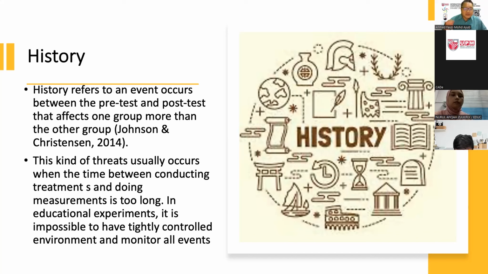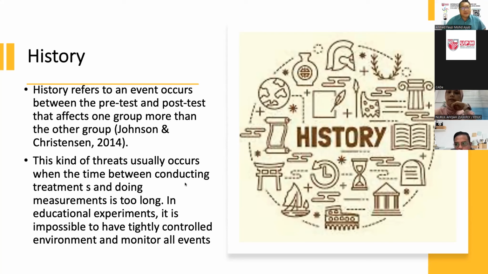So in this case, the MCO is the event that occurs during my student's research. He cannot continue his research after the MCO, because the 6 months could affect the students' motivation, performance, and so on. This is what we call the history effect. If something happens between your pretest and post-test, or during your experimental study, this kind of threat usually occurs when the time between conducting the treatment and doing the experiment is too long.